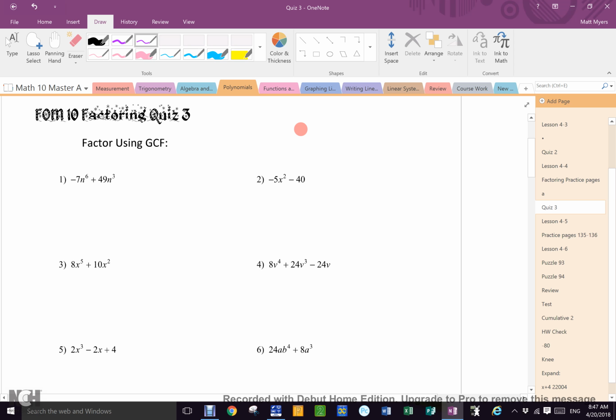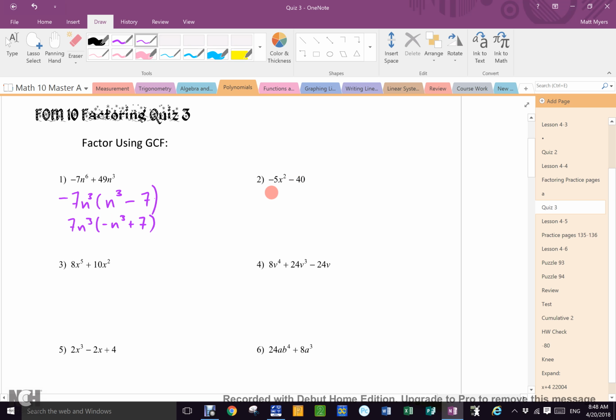Accept two different answers, that's okay too. Okay? I'll write them both up. So this first one is either negative 7n cubed, n to the 3 minus 7, or it is 7n cubed, negative n to the 3 plus 7. Either one of those is acceptable.